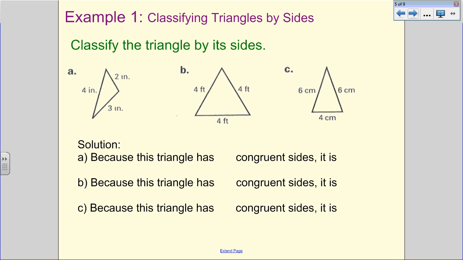If I look at example A, we have a 2-inch, a 3-inch, and a 4-inch side. Because this triangle has no congruent sides, it is scalene. Yes, we will make flashcards. Yes, we will work on vocab. If we look at B, we have 4 feet, 4 feet, and 4 feet. It has three congruent sides. And so if you need to flip back to the previous page, that was equilateral.